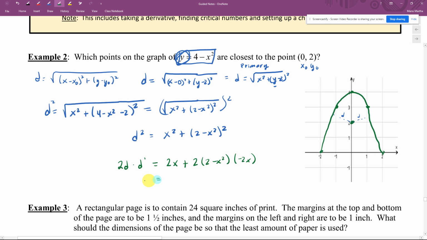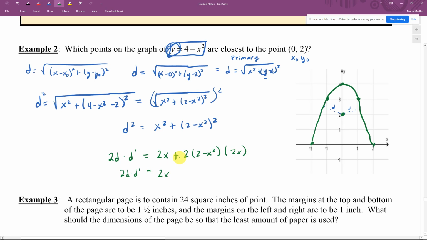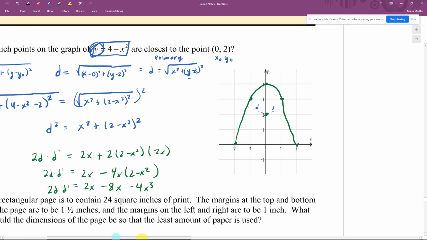Again, simplify one more step, so we still have 2d times d prime. So again, I'm taking the derivative implicitly. If you guys remember, if we did y, this would be just 2y over d, like dy over dx, right? So now here we have 2x. So we have 2x plus, or minus here, minus 4 times negative 2 gives you negative 4x. 2 minus x squared. Let's clean that up a little bit more. So it's going to give us negative 8x minus 4x cubed. So 2d times d prime equals 2x minus 8x minus 4x cubed. And then let me continue over here.